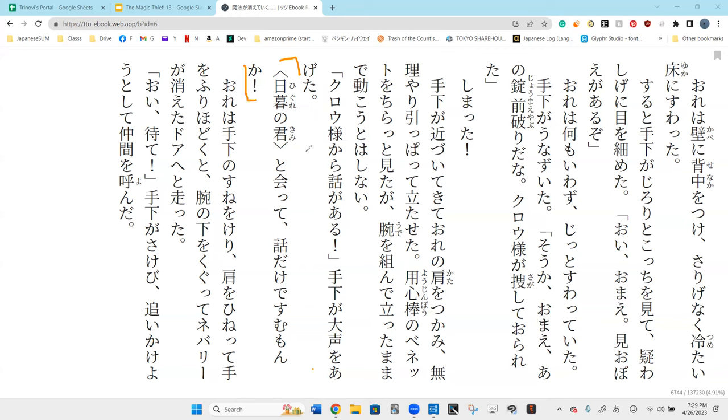Higure no kimi to hanashi dake de sumu mon ka. So this is something the main character thinks. First clause, Higure no kimi to atte. To meet, not to meet, but meet with the Lord of Twilight. Second clause, hanashi dake de sumu mon ka. Only to talk. Sumu is the verb that means to finish. Right. With minimal bad things happening, mon ka.